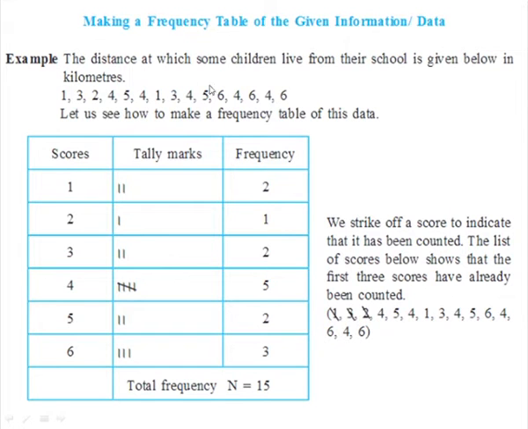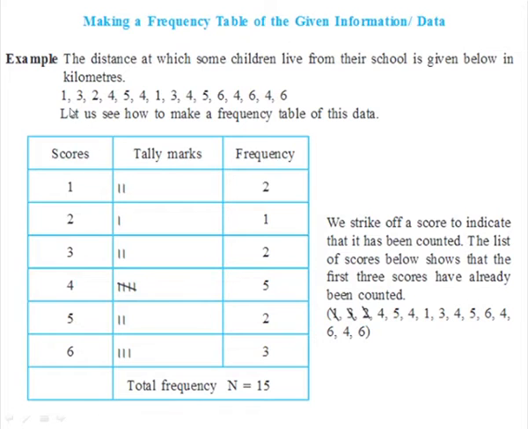Now children, in this example, the distance at which some children live from the school is given. The distance is given in kilometers. You have to make a frequency table for the same. Now, as we have discussed, we will make three columns. The first column will be of scores, the second will be of tally marks, and the third will be of frequency. Now you have to look at the scores given in the data. What is the smallest score here? 1. And which is the biggest one? It is 6. So we will write 1 up to 6 in ascending order. That is 1, 2, 3, 4, 5 and 6.